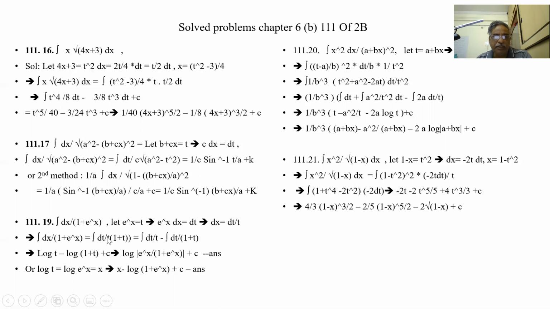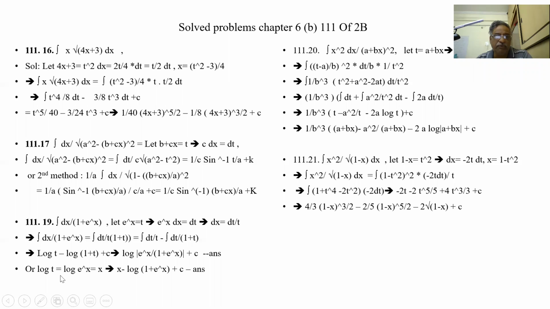So integral dt by t minus integral dt by 1 plus t. This is partial fraction. 1 by t into 1 plus t can be written as 1 by t minus 1 by 1 plus t. When I do LCM, it will come 1 by t into 1 plus t. So it is separated into partial fractions. So this is log t, this is log 1 plus t.